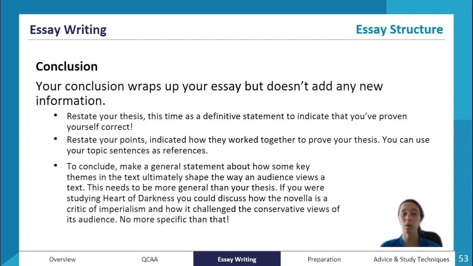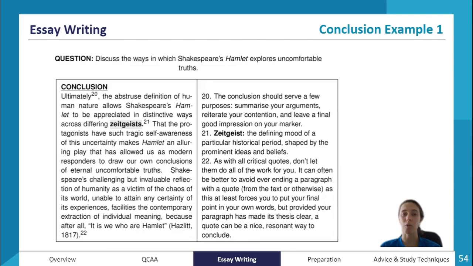And so, for example, if you were studying Heart of Darkness, you could discuss how the novella is a critic of imperialism and how it challenged the conservative views of its audience. Ultimately, it's about drawing a conclusion, and again, using words like thus and hence is sometimes helpful. Using the name of the author as well to discuss what their intention was and things like that is also helpful. And you'll often see the word ultimately come up too. That's a bit of a theme as well.